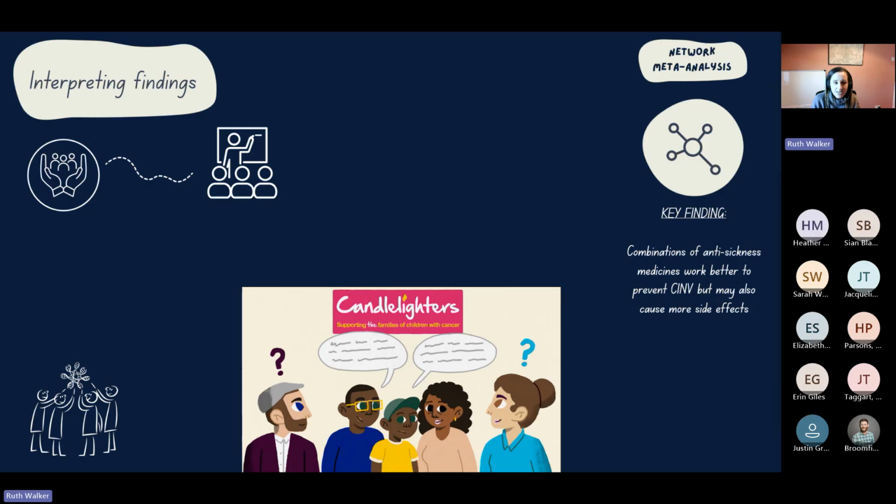Because it was a mixed age group, we had to explain the research using very broad concepts. So we explained that we were comparing anti-sickness medicines. We know that they work better when they're given together, but they might have more unintended effects. And we used PowerPoint slides with images and animations to help explain this, but we wanted it to be as inclusive as possible. So we just kept everything very high level.